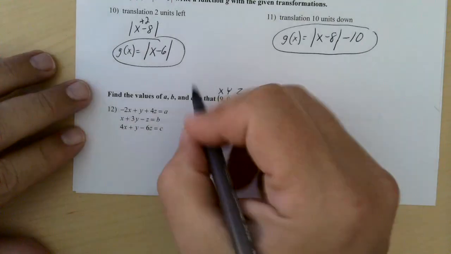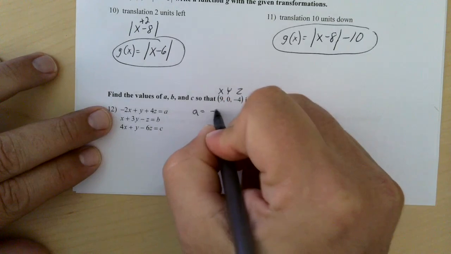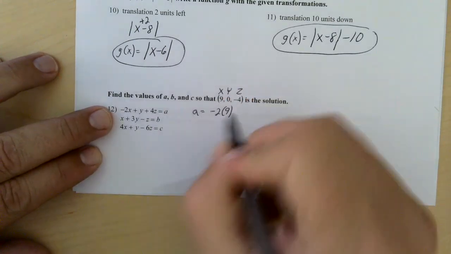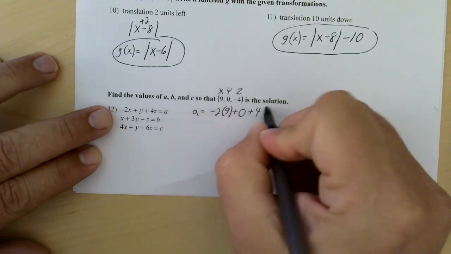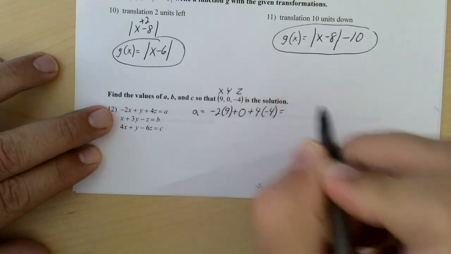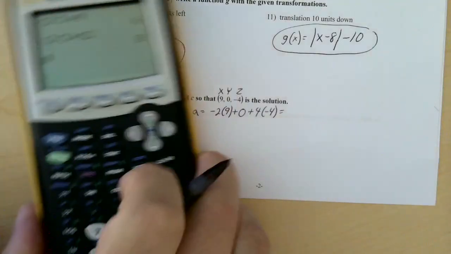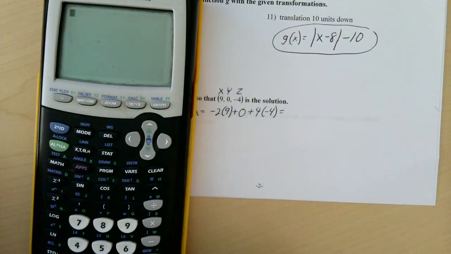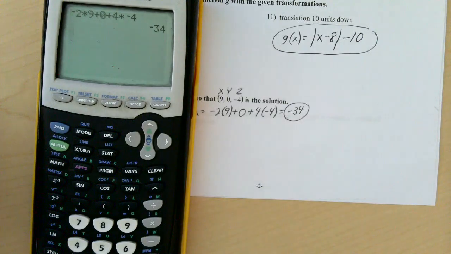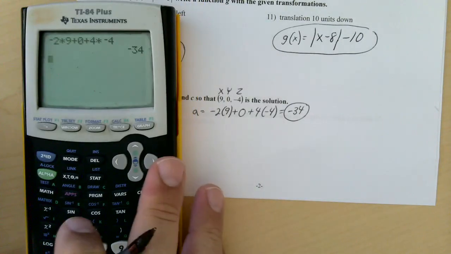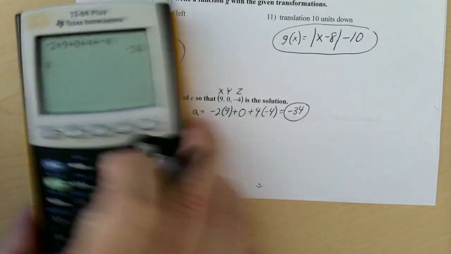So all we have to do to find a, I take negative 2 times 9, my x value, plus 0, my y value, plus 4 times negative 4. Okay? Whatever that is, and again, you could use a calculator. So negative 2 times 9 plus 0 plus 4 times negative 4. Our calculator follows order of operations. It knows how to calculate that. Okay? So I know a is negative 34.